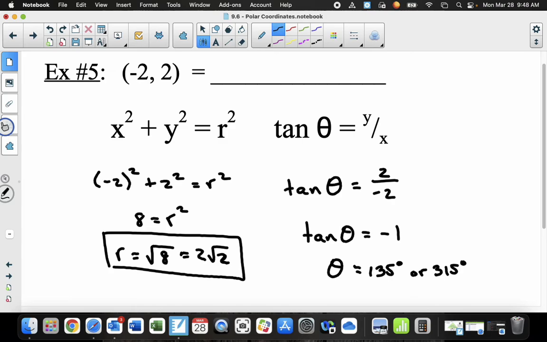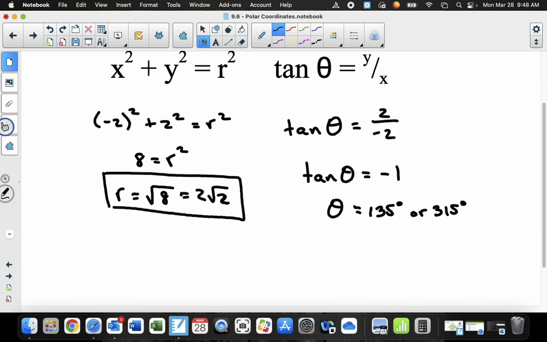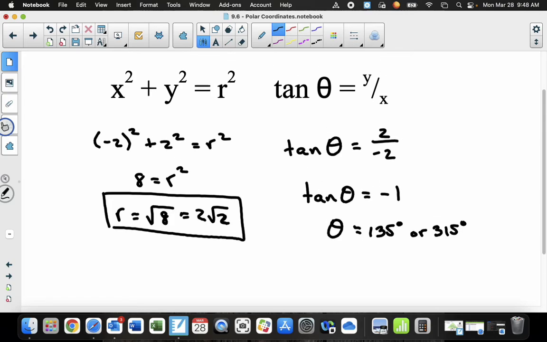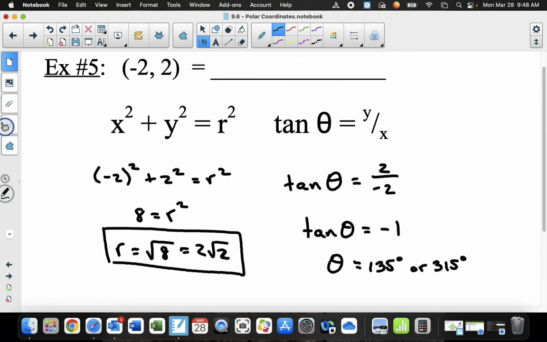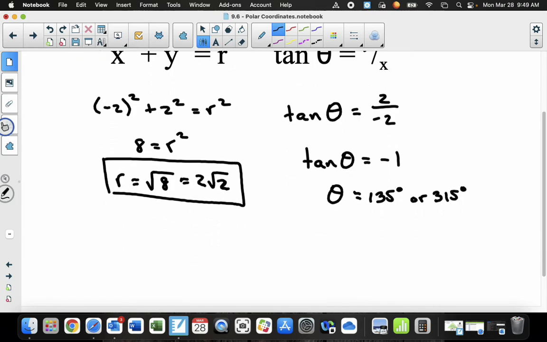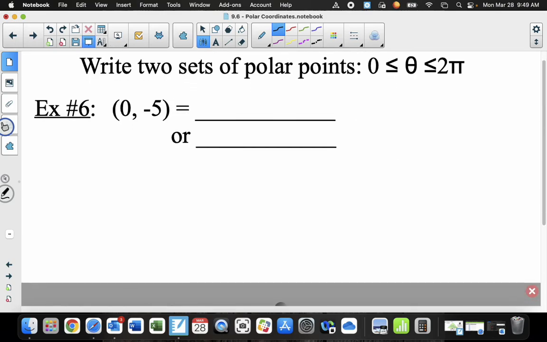Quick question. When you plug in your y and your x, 135 degrees or 315? Why is it 135 and not 315? Yeah, negative 2, 2. If you're plotting that point, you're in quadrant 2, which means you use the angle that's in quadrant 2 that matches up with that. Okay, so in this case, it is not the 315, it's the 135 degree angle that we're talking about. Okay, doing okay so far? All right, last set of examples here.